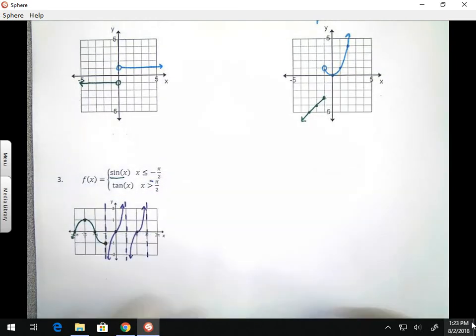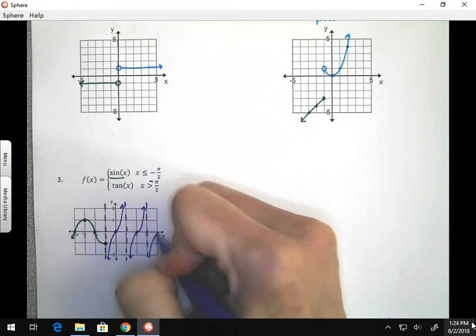So again, knowing those parent functions just saves me time because I don't have to think about plotting a lot of points or making a table. I just know what that shape should look like. Yes, I can draw in one more here.